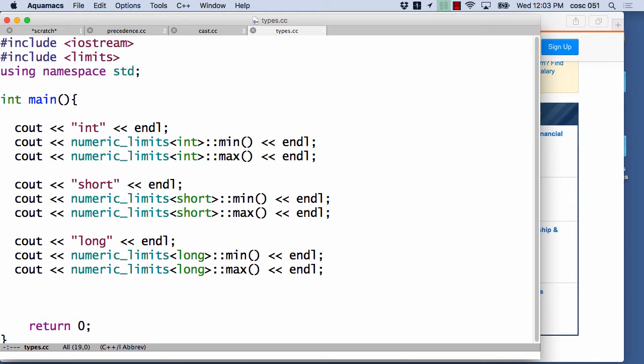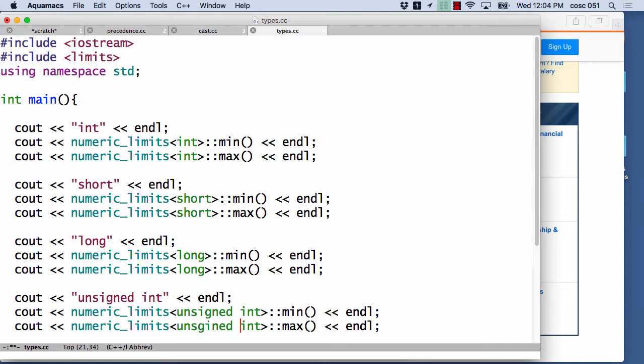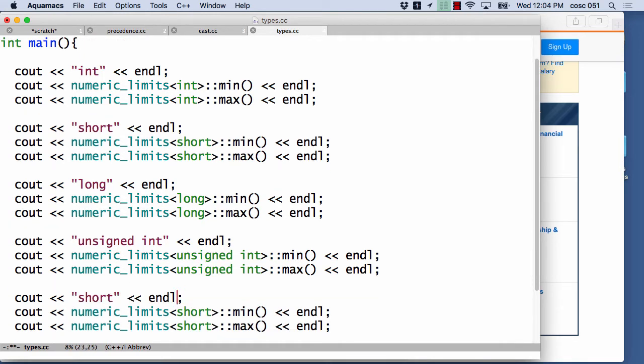So I'm going to copy all this code and put it back up. And here's what we're going to do. If you add the word unsigned in front, what do you think will happen? It will start with 0. What do you think will happen on the other end? It will go up twice as far. Absolutely. So you can put the word unsigned in front of each of these, as long as you put it in the right place.